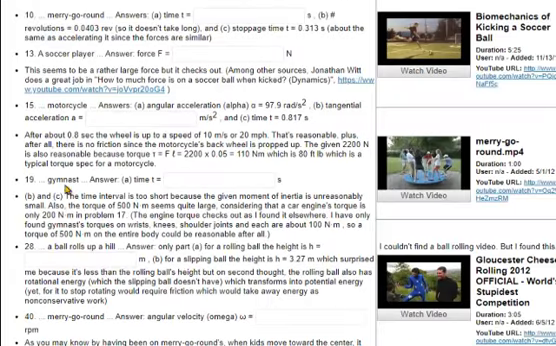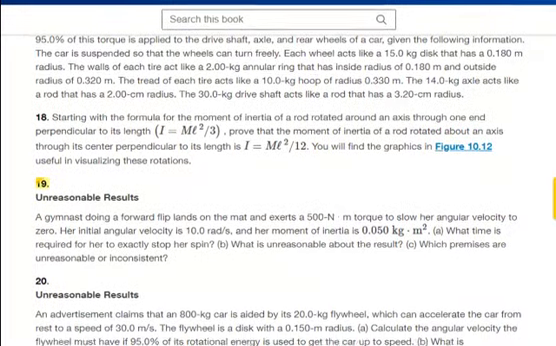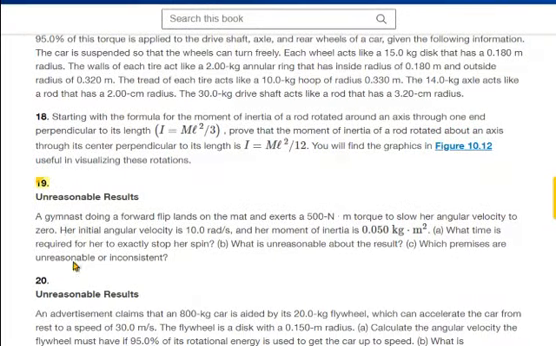All right, and the last one I want to do is about this gymnast. So number 19 here. Oh yeah, so she is landing. It says here, a gymnast is doing a forward flip, lands on the mat, and exerts a 500 Newton meter torque to slow her angular velocity to 0 so she can nicely stand.